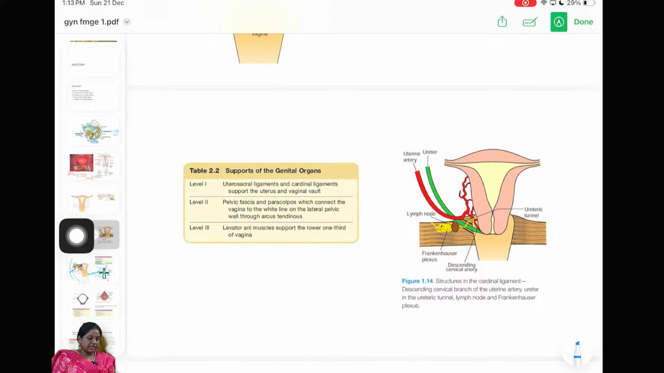These ligaments are divided into three levels of support. Level 1 support will be the uterosacral ligaments and cardinal ligament. Level 2 support is going to be fascial support: pelvic fascia, and then fascia over the arcus tendineus. Level 3 is going to be the levator ani muscles, which support the lower one third of the vagina. Okay, levator ani muscle.